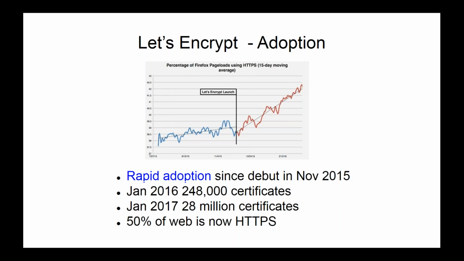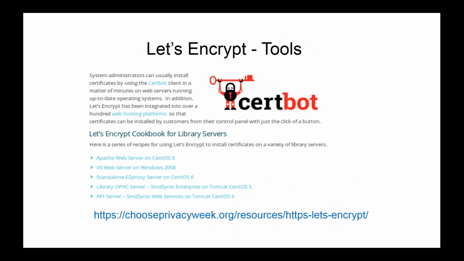Adoption's been very rapid. It's only been out for a year and a half. It's already issued 28 million certificates. It's one of the largest certificate authorities around now. And by some estimates, 50% of the web is now encrypted. Next.